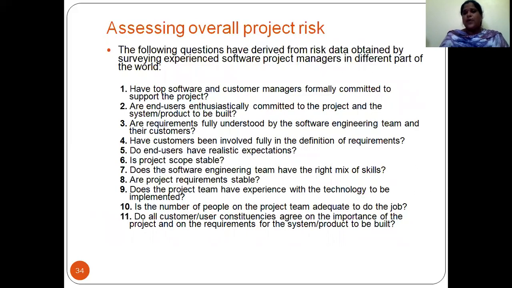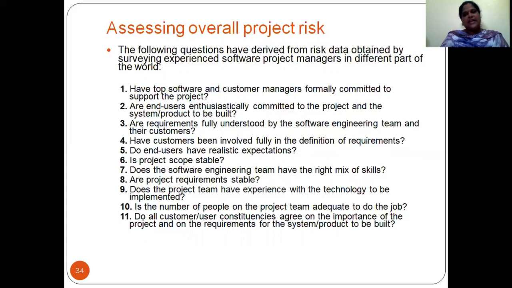Now, assessing overall project risk. How do you assess overall project risk? Here you have some questions. Have top software and customer managers formally committed to support the project? Are end users enthusiastically committed to the project? Are the requirements for the system and product to be built fully understood? Are customers fully involved and identified?